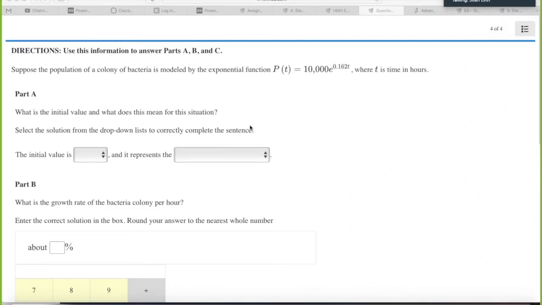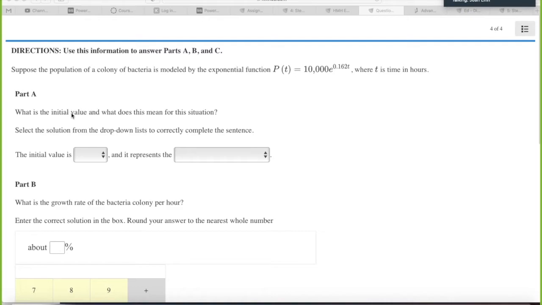Last but not least, it says, suppose the population of a colony of bacteria is modeled by the exponential function, where t is time in hours. Part A, what is the initial value and what does this mean for this situation? It's actually kind of a good question. It gets you thinking about what's actually happening.